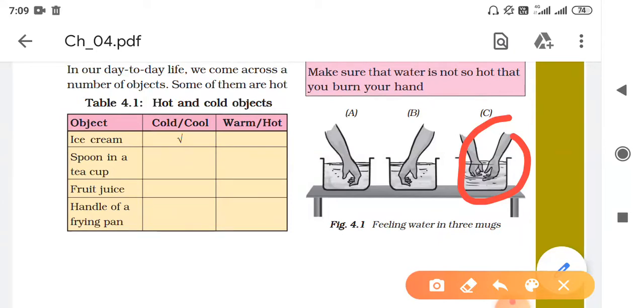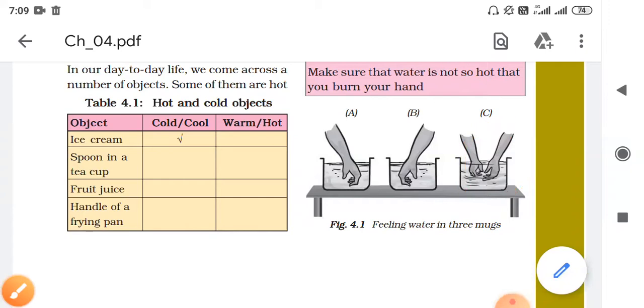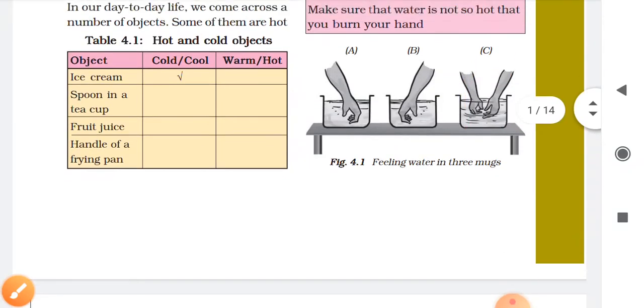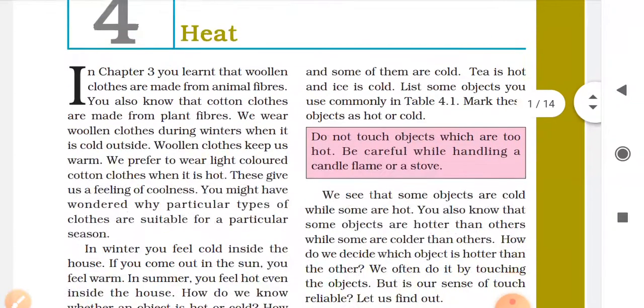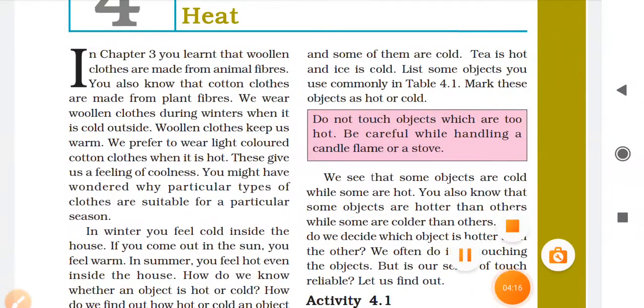Put your right hand in A and your left hand in B. Then keep both hands in C. So you can understand what is cold water, what is hot water, and what is warm water. With this activity you can understand what type of water it is.